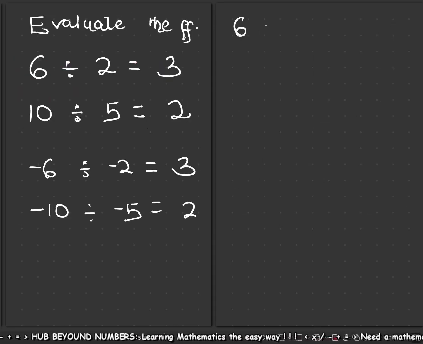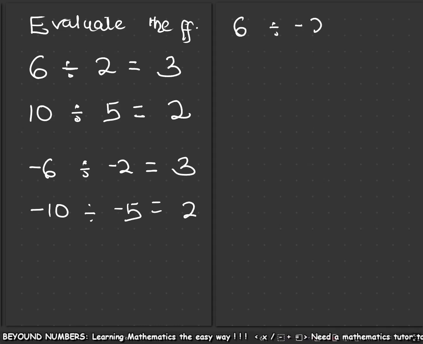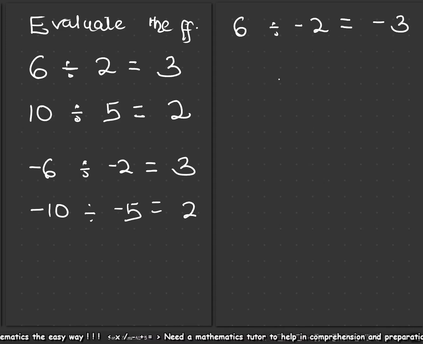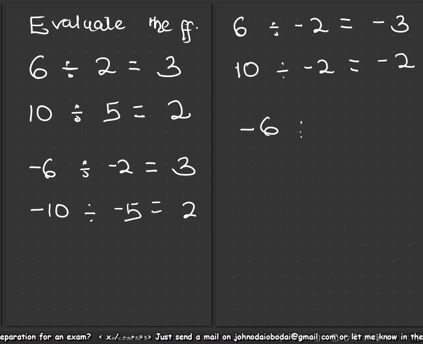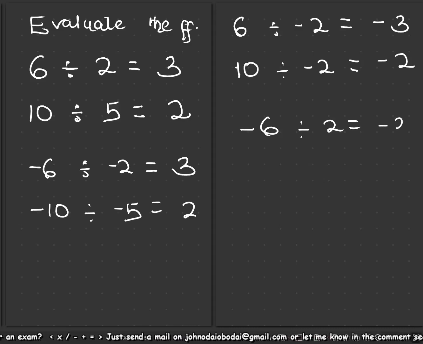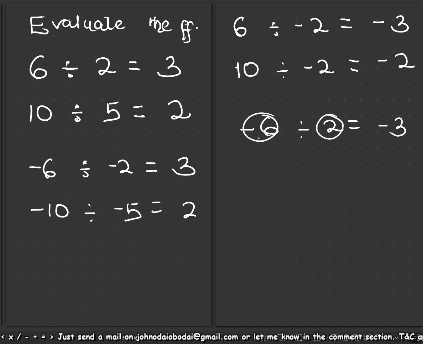So for 6 divided by -2, if you look at this carefully, they are of different signs. Hence, we are going to get a -3. You see? Because the signs are different. +10 dividing -5 also follows the same rule, giving us a -2 because the signs are different. And same applies to -6 dividing 2. It gives us a -3. Why? Because we have different signs.